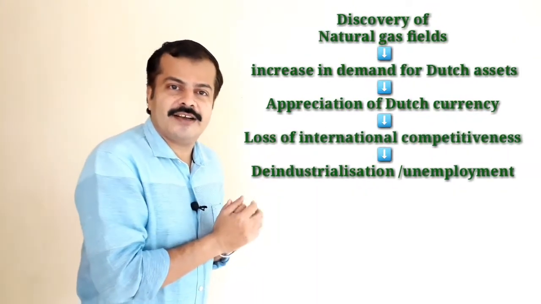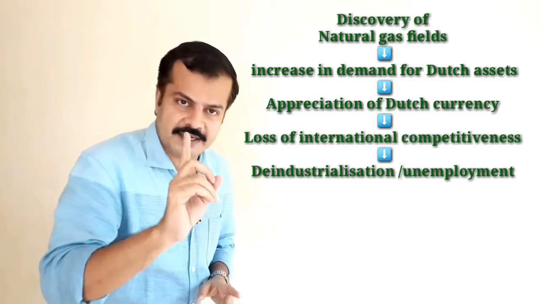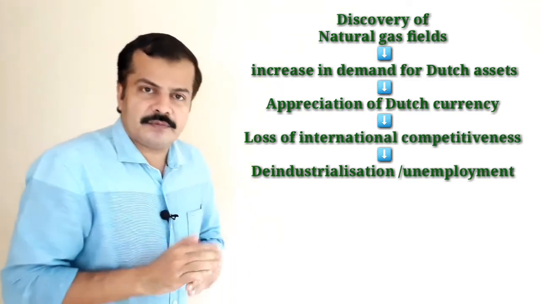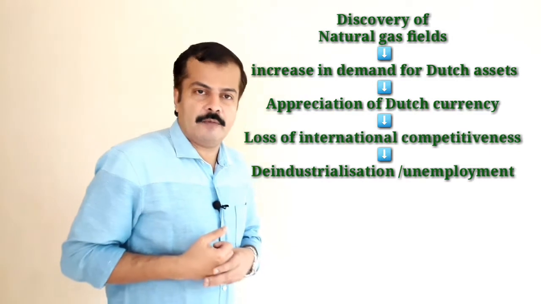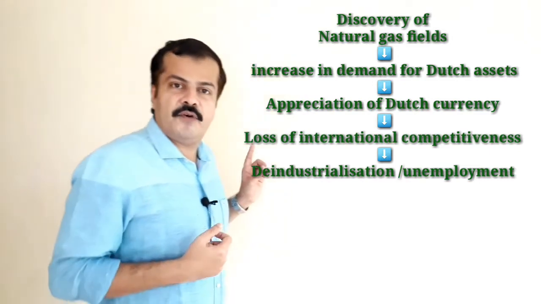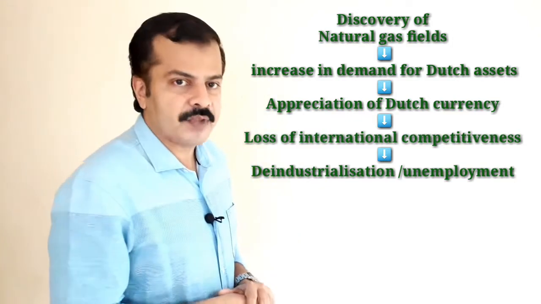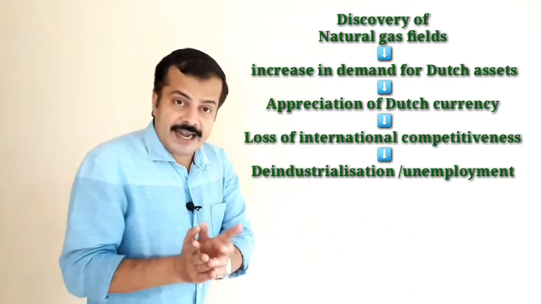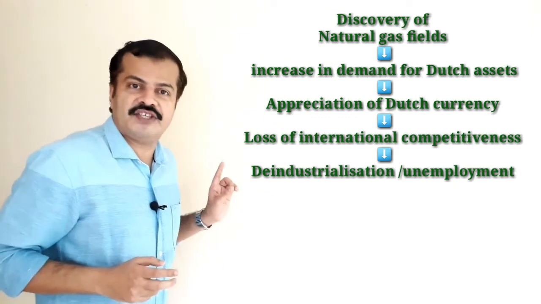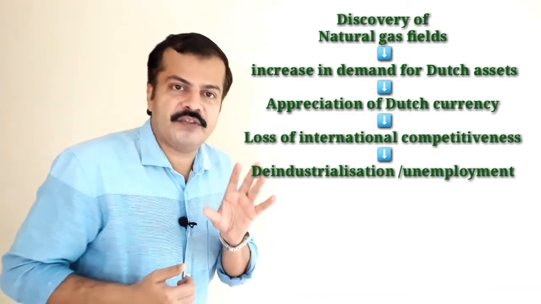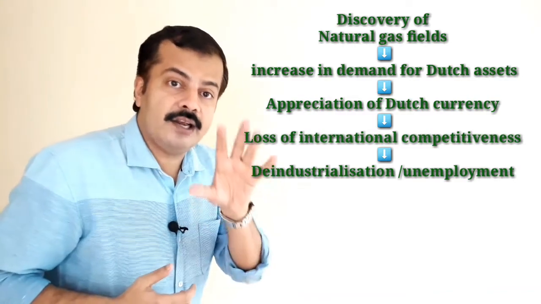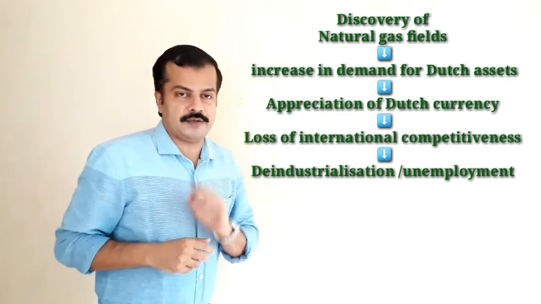Now, once more, how did it happen? It all started with the discovery of oil and natural gas reserves in Netherlands in the year 1959. As a result, there was a belief among international investors that this country is going to become a very strong economy. So there was increased demand for Dutch owned assets, increased demand for Dutch currency, which led to an appreciation in the value of their currency, the Dutch guilder.